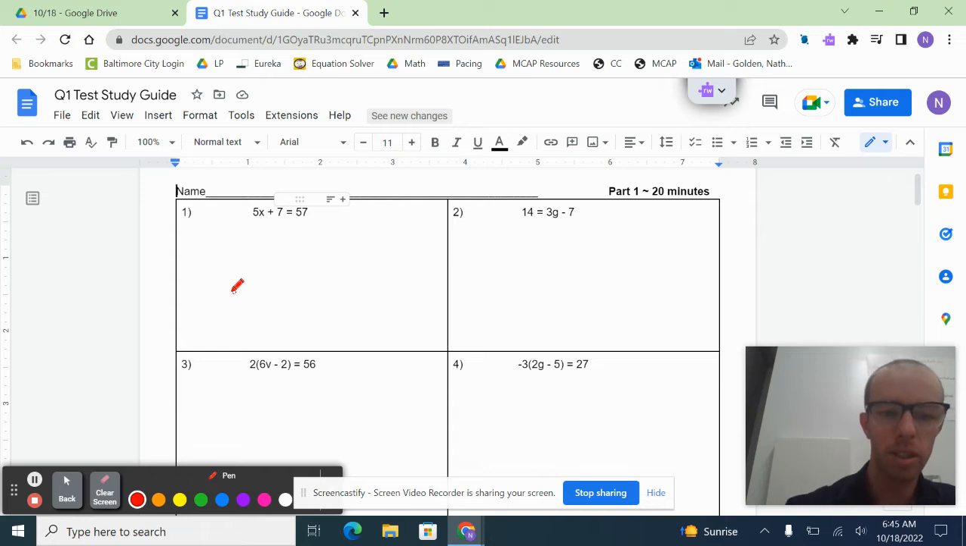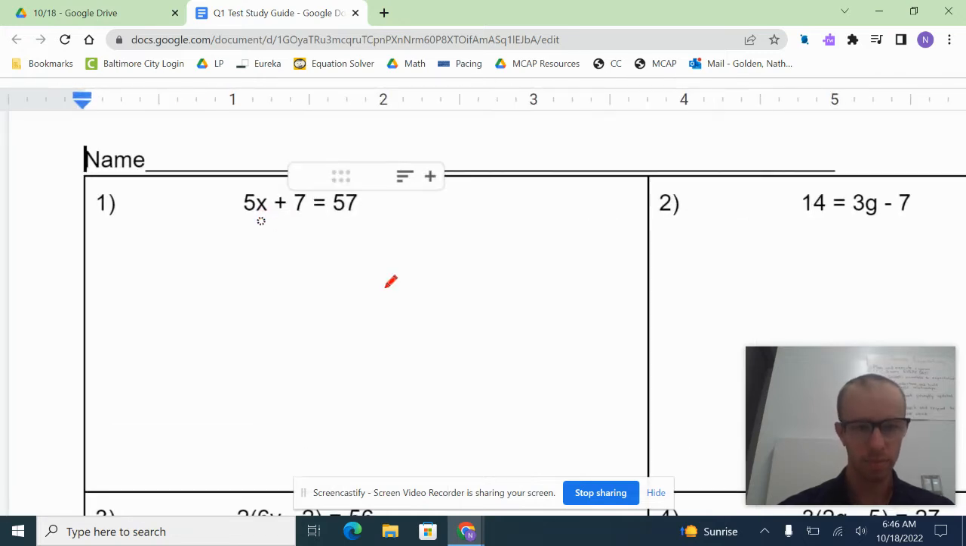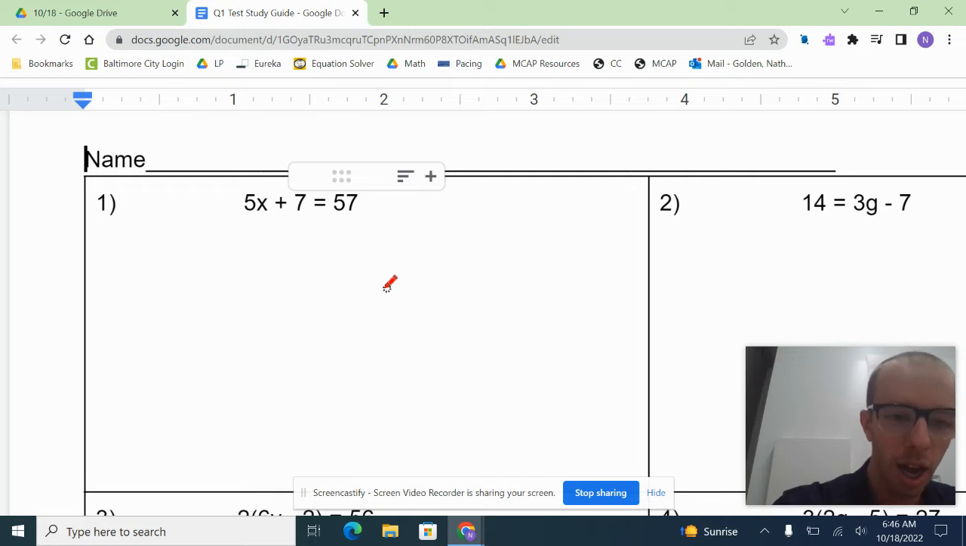I'm going to start by solving 5x plus 7 equals 57. First part of the test, you just need to prove you can solve equations. They start off pretty simple. Remember, I'm trying to get the variable by itself. I'm trying to isolate this x so that it's by itself. So to do that, I need to start by getting rid of everything that's not on the same side. To get rid of a plus 7, I subtract 7 from both sides.